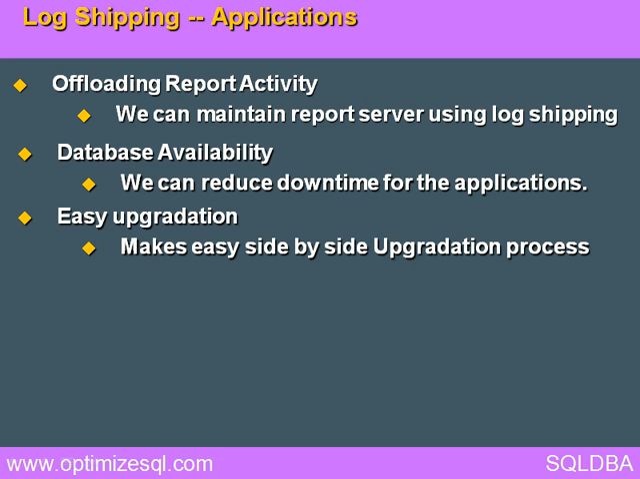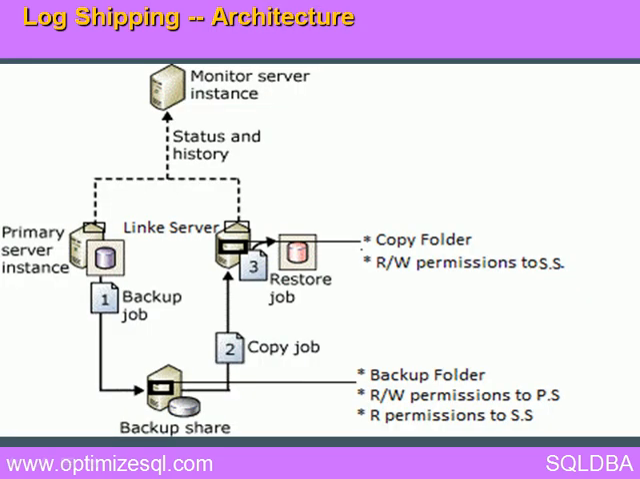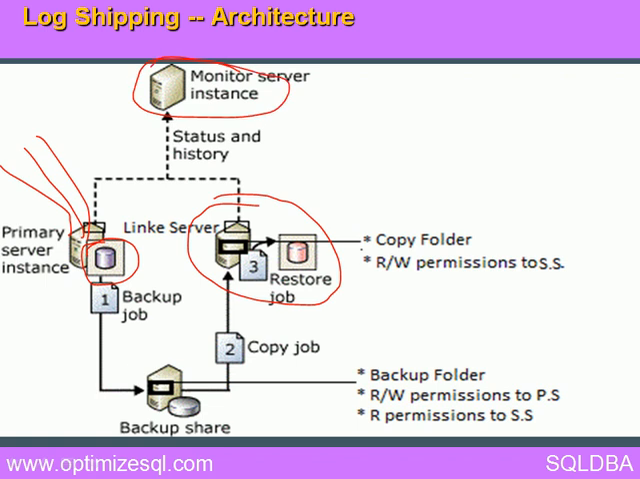Then, how does it work? The architecture. We have already seen it. Let's say this is our production server, the primary server, where the database is online and the users are connected. These are my secondary servers. This is the monitor server, which is optional. And one backup server we are also maintaining. A backup job is created on the production server. It writes backups periodically, every half an hour or 1 hour, into the backup server on a schedule basis.